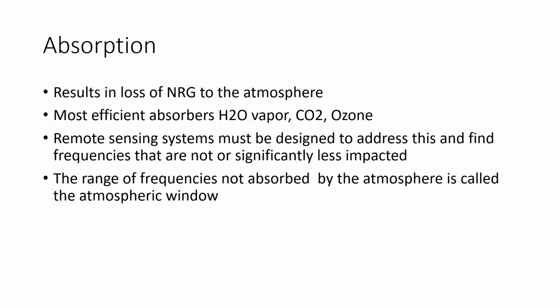Absorption results in the loss of energy in the atmosphere. Water vapor, CO2, and ozone all have the ability to absorb energy. Remote sensing systems have to be designed to address this, because things that are affected by water vapor, CO2, and ozone are really hard to measure from a satellite. So you've got to think about what you're trying to measure and how.